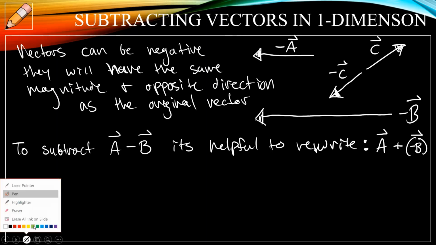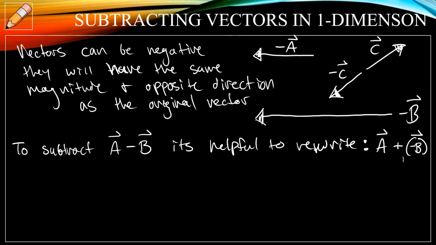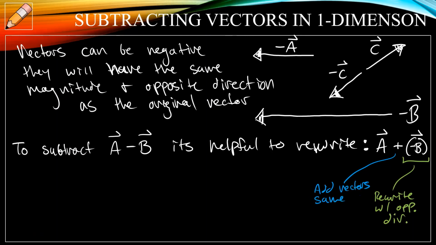And what that means is that we already know how to make it. We just talked about how we can make a negative vector, right? Making a negative vector is pretty easy. All you do is you rewrite the vector with the opposite direction. And then because now you're adding the two vectors, A and negative B, you're just going to add the vectors the same way you would normally add them.